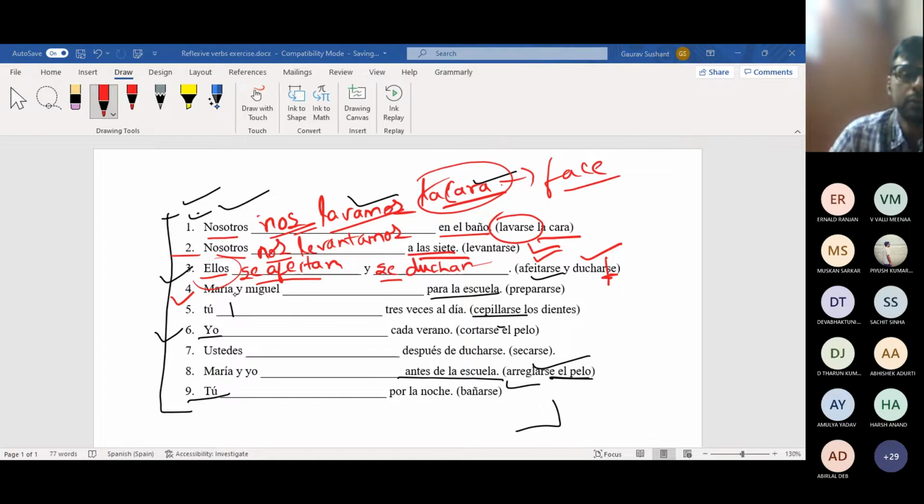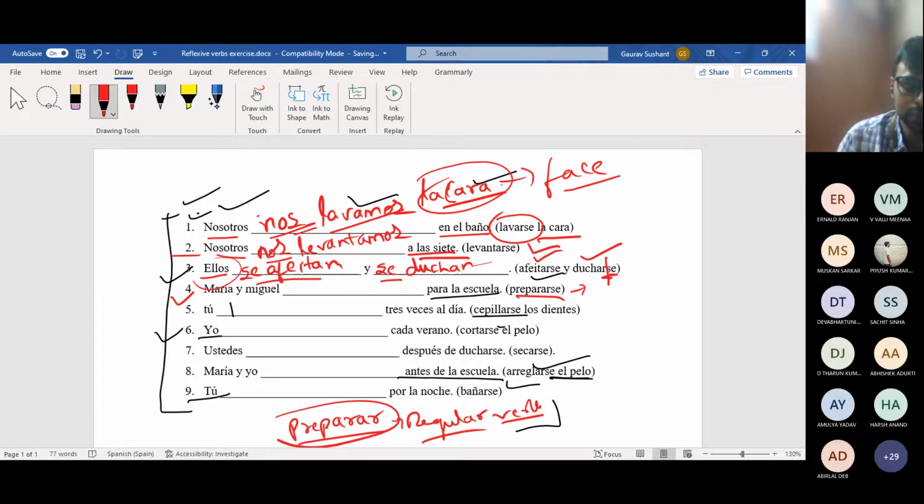So the verb, it's a new verb given here, prepararse. So prepararse is the reflexive verb, but when you are just using preparar, it can be a regular verb. How can it be a regular verb? When you are performing the action of preparing on some other object, not on yourself. Here it is reflexive because the action is performed by the subjects on themselves. That's why it has become prepararse.